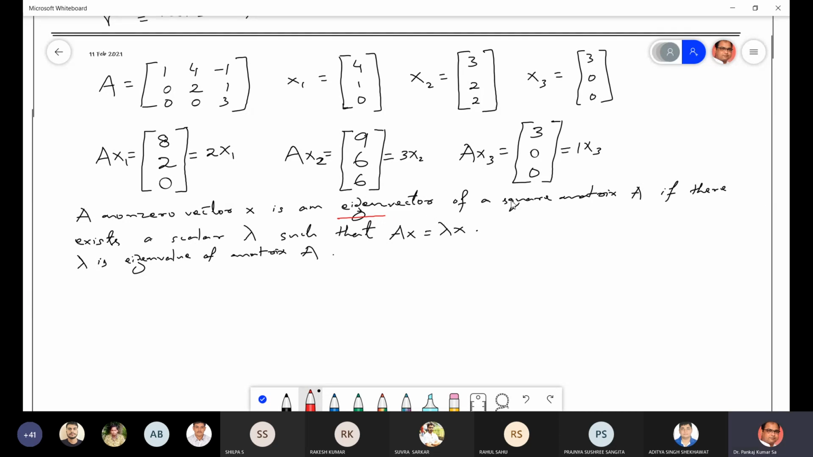You can have an eigenvector, but then the matrix has to be square, provided this equality is satisfied, where A is the matrix, x is the eigenvector, and lambda is the scalar quantity, which we call the eigenvalue. So in this example, x1, x2, x3 are the eigenvectors, and 2, 3, 1 are the eigenvalues.